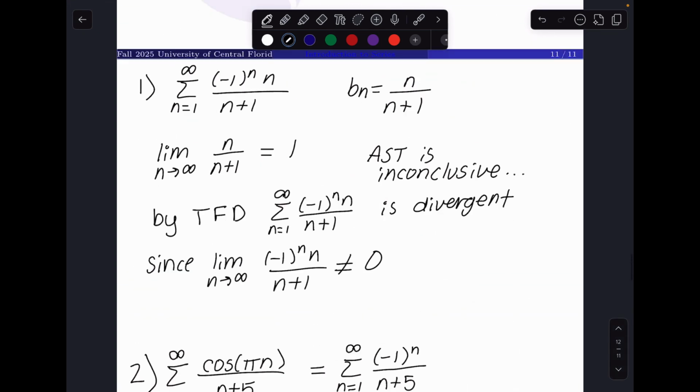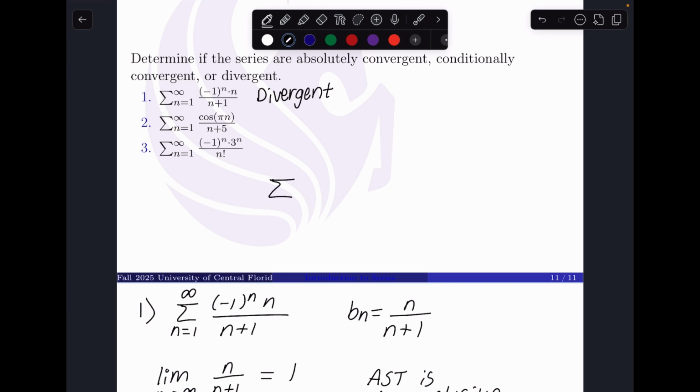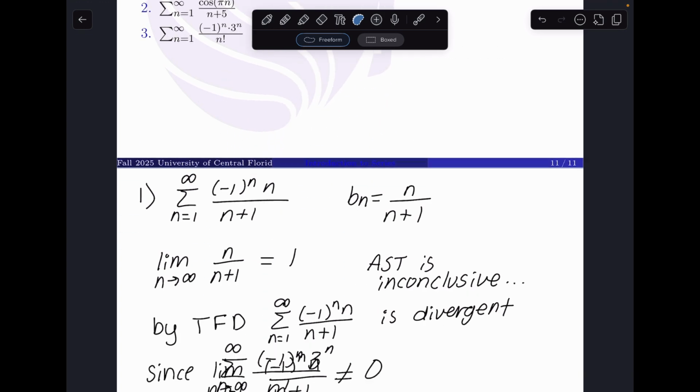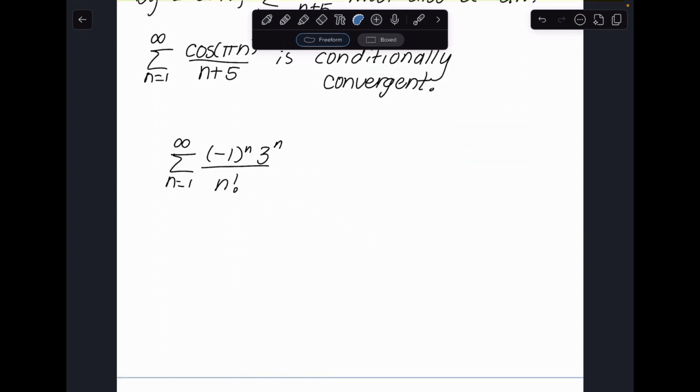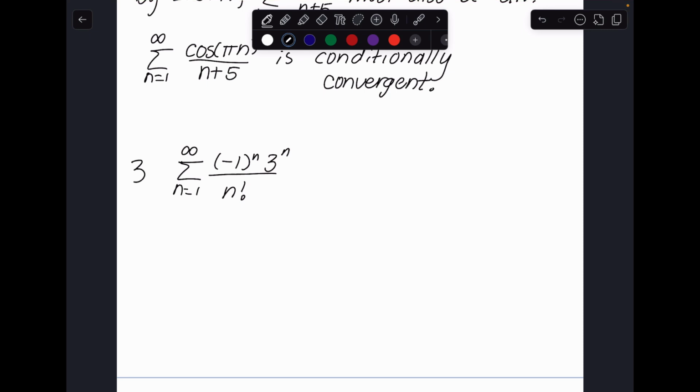All right, third example, we've got the sum n equals 1 to infinity, negative 1 to the n times 3 to the n over n factorial. So we've got this guy. Okay, so we could jump right into trying to do alternating series test, and maybe we will get out that the series is convergent. But we would be doing a limit with this factorial in the denominator, which feels a little uncomfortable.